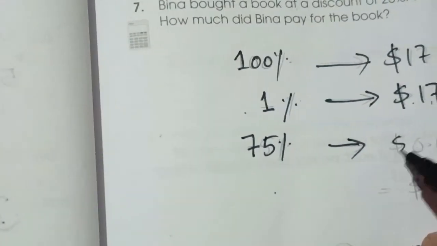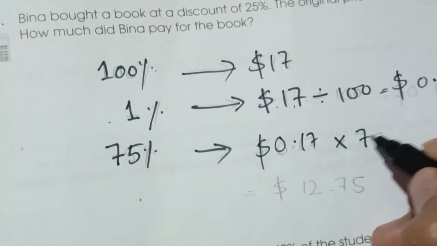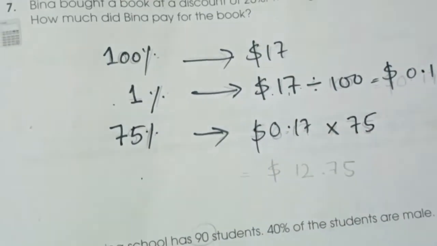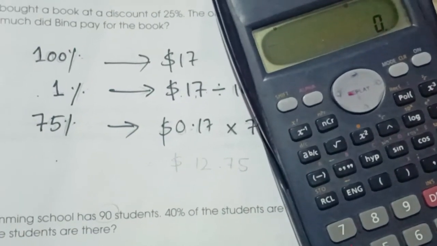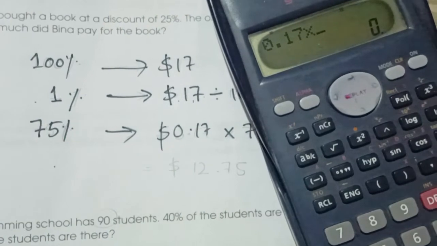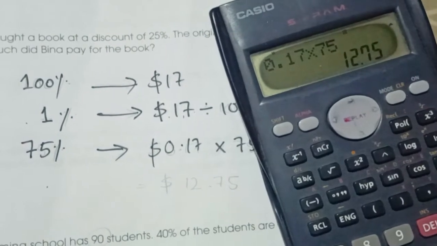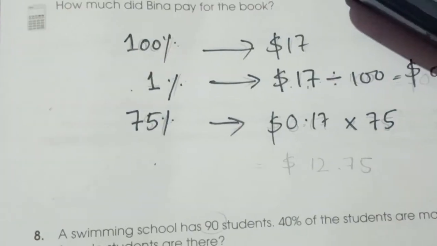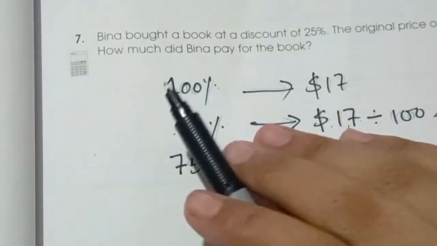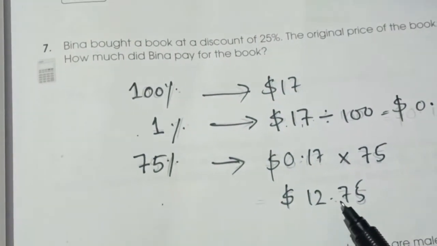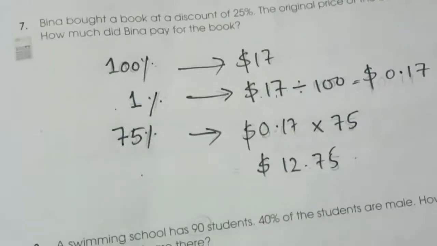So let's find the 75%. What is the 75% of 0.17? 0.17 multiplied by 75. So the answer is 12.75. It means she only pays $12.75 from $17 after 25% of discount.